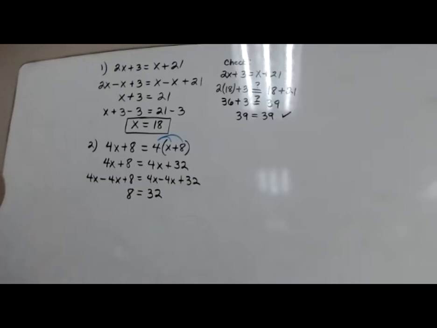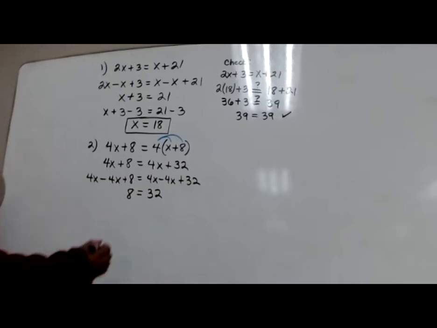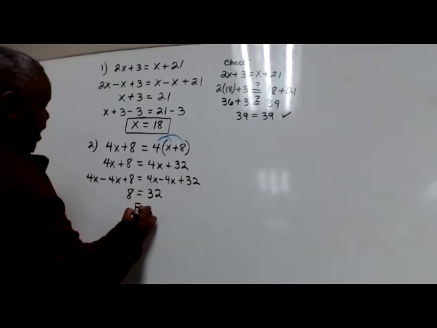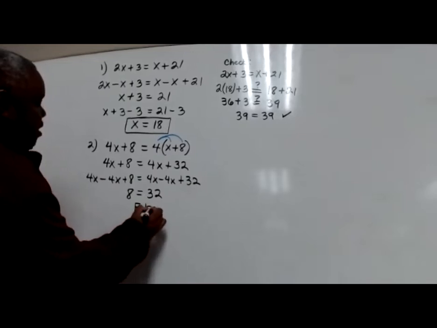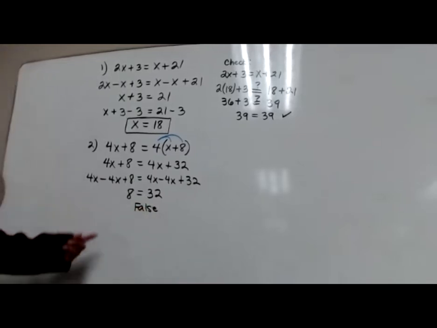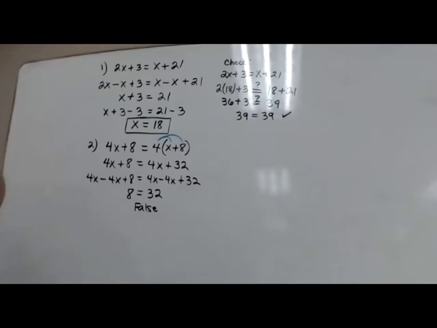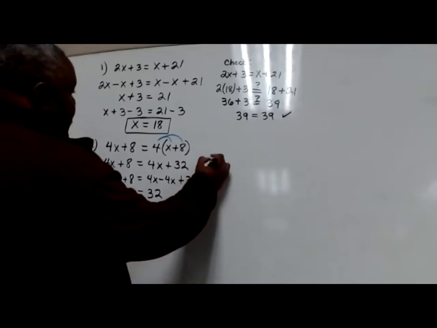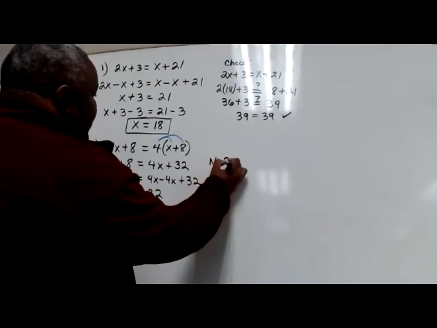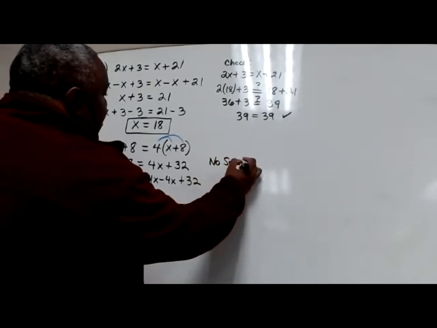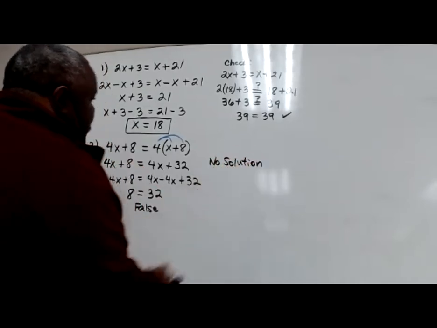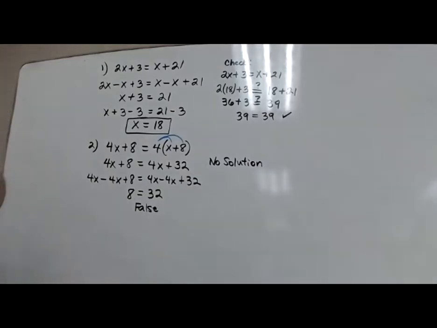Does 8 equal 32? No. So this is a false statement. When you solve an equation and you get something like this that's false, that means that this linear equation will have no solution, meaning that there is no value of x that will satisfy that linear equation.